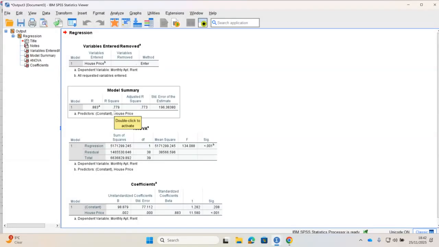Okay, the R square was the coefficient of determination. So it's 77.9%. What does it mean? 77.9% of data is accurately predicted.